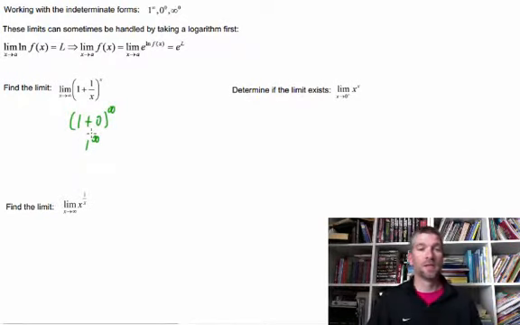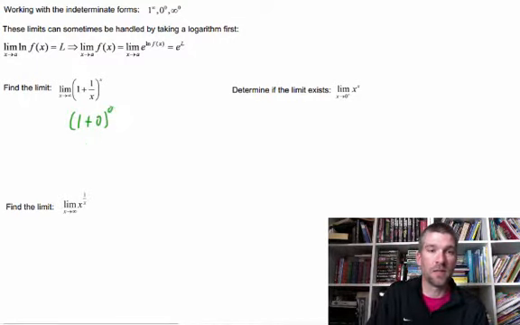And since this is what we've got, we're going to have to use a little trick where we take the natural log of the function, which allows us to manipulate the function a little bit and get in there. So let's see what that looks like.